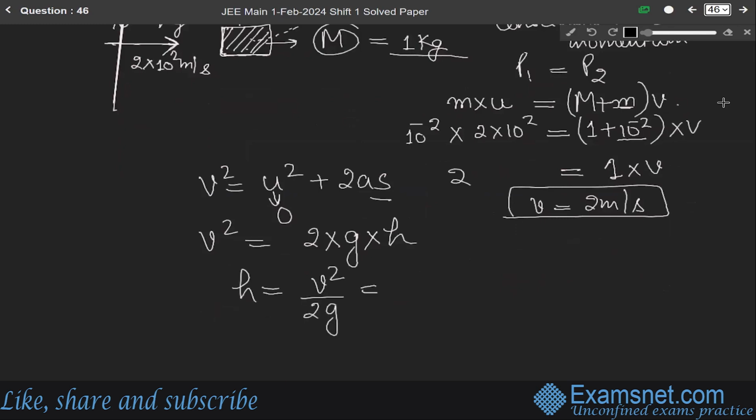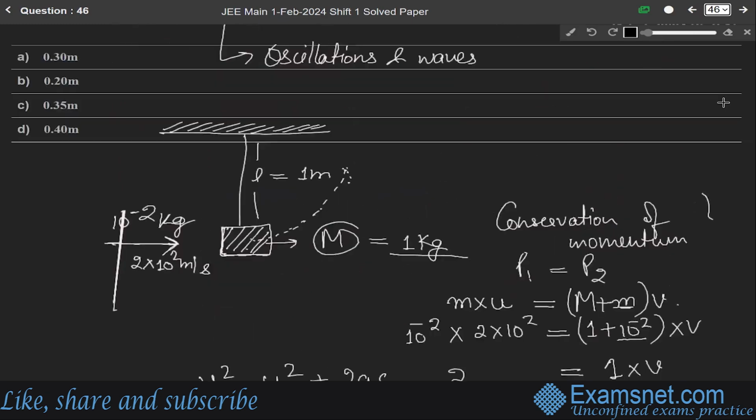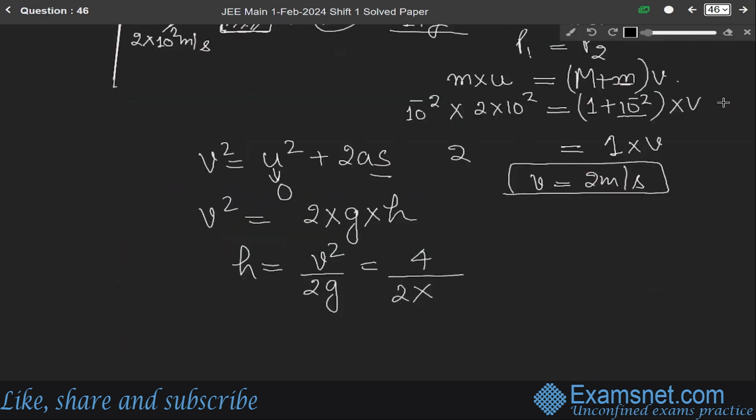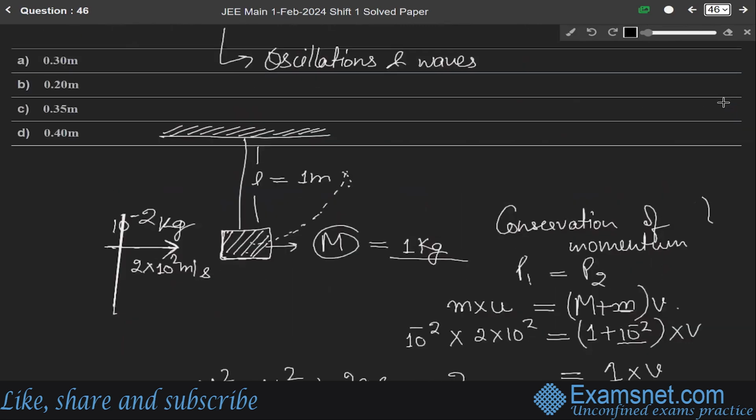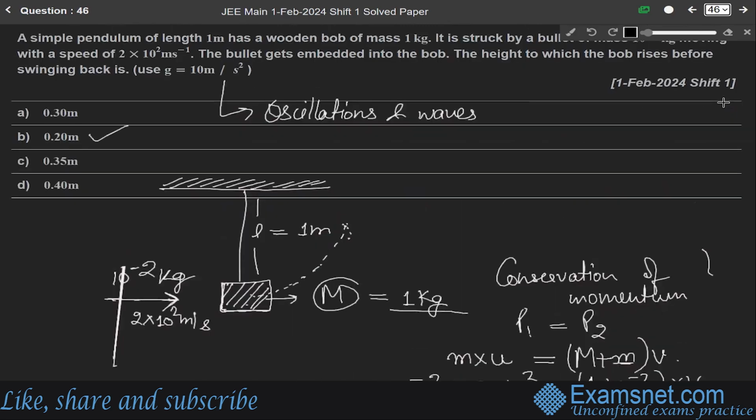So it will be equal to 4 over 2 into gravity. Gravity we will consider g as 10 meter per second square. So 2 2s are 4, it will be equal to 2 over 10, that is 0.2 meter. So the height is 0.2 meter, which means option B is correct.